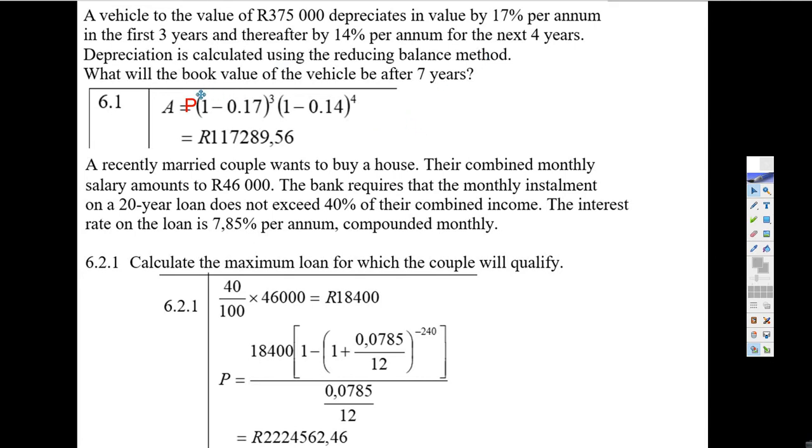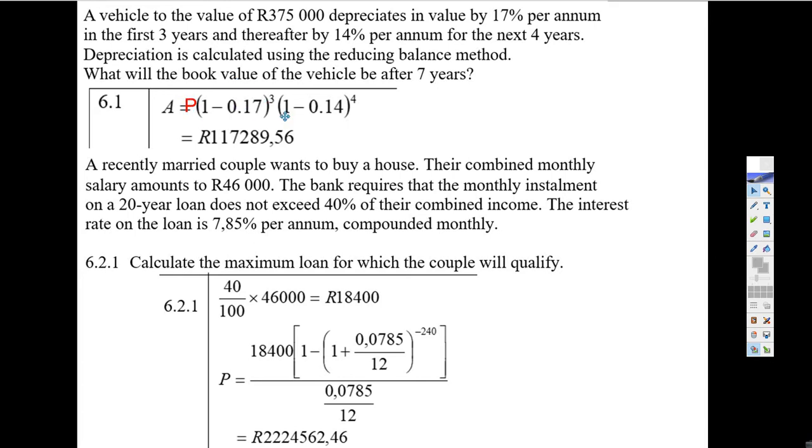Well, you've got a formula that says A equals P times (1 minus i) to the number of years. And so you just do the first part first. Now, they forgot to kind of type this in. What you do is to figure out what it depreciates to. You take the amount, 375,000, and you go (1 minus 0.17) to the third power. And that gives you the value after 3 years.